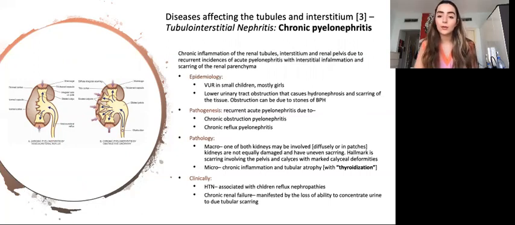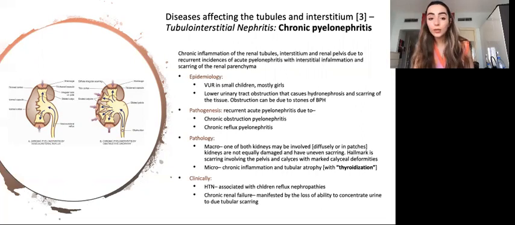Microscopically, it presents with chronic inflammation and scarring, uneven fibrosis, and tubular atrophy with something called thyroidization, because it looks like the thyroid under the microscope, where you have proteinaceous eosinophilic casts that accumulate in the tubules, and these resemble thyroid follicles. Macroscopically, it can be diffuse or in patches, one kidney or both kidneys affected. They're usually not equally damaged and have uneven scarring. The hallmark is scarring that involves the pelvis and the calyces with calyceal deformities.